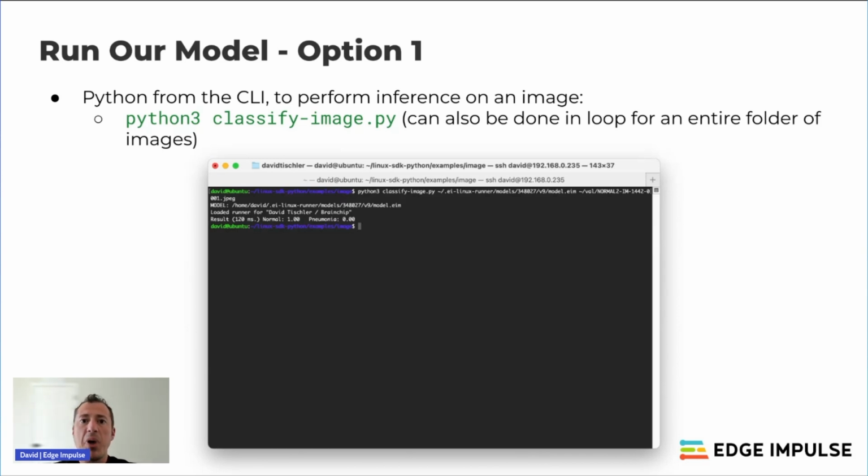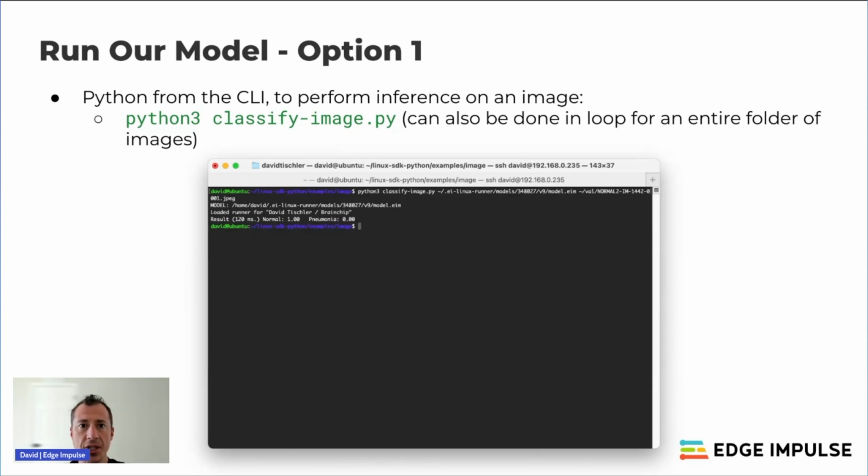Running a simple Python 3 classify image.py with the location of the model and the location of the image to classify will print out a prediction result and also give the inference time taken. However, this isn't very visual, so let's check out another option.